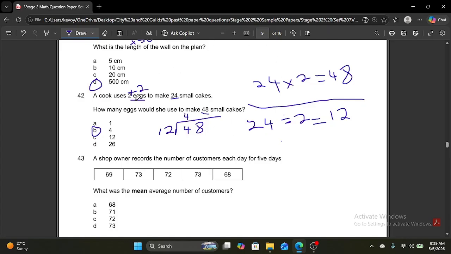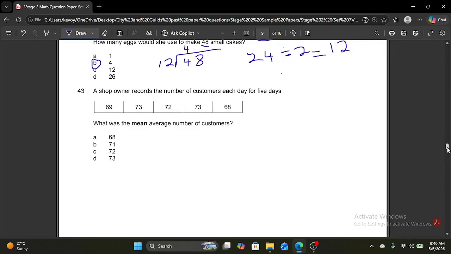But the fact is, if you have 2 eggs and it makes 24 cakes, 48 cakes is just doubling what you made before. So you just double the amount of eggs. Simple. Alright, going down.